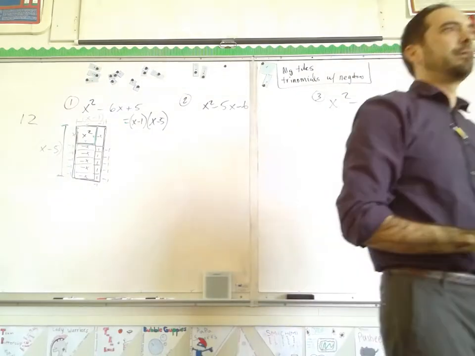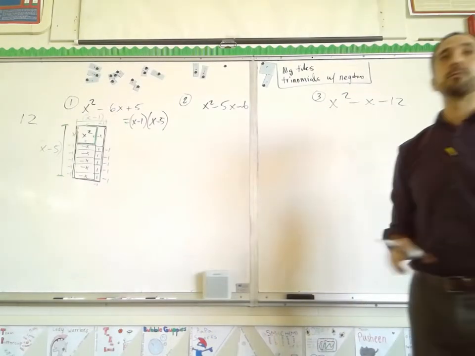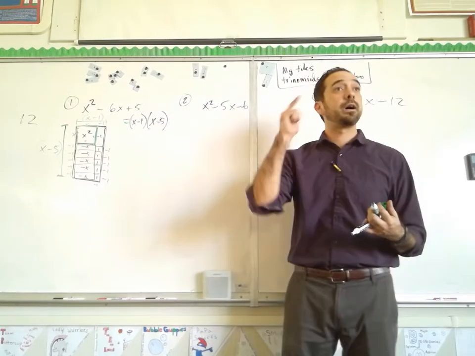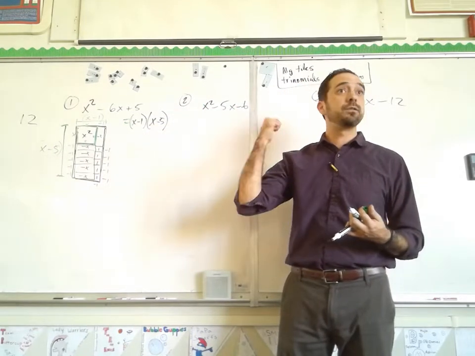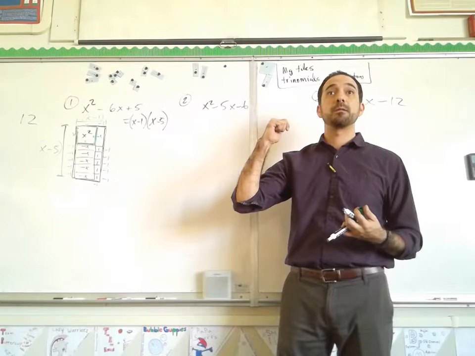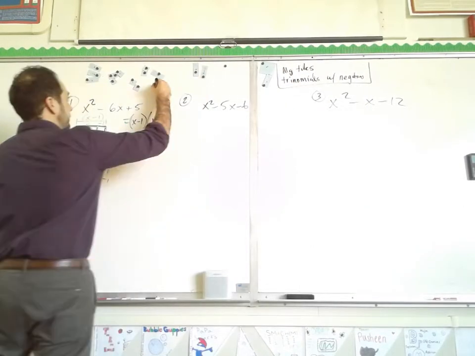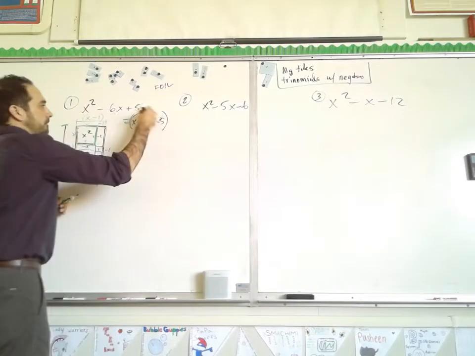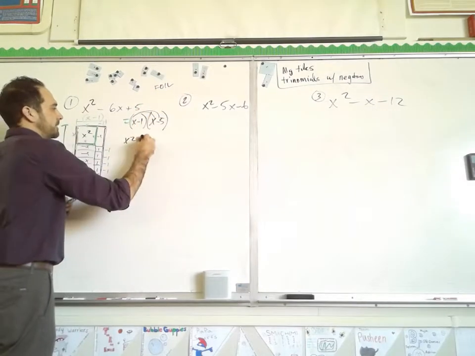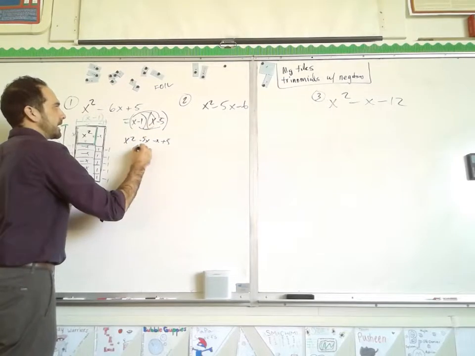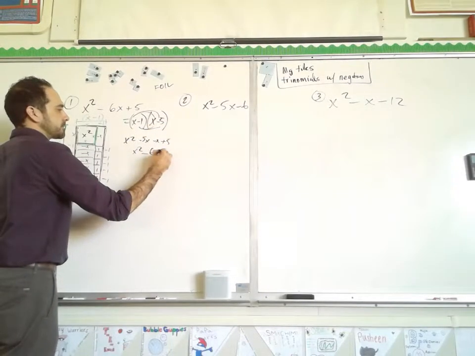The good thing is when you have these problems, when you get to the assessment, you can know 100% if you got it right. What do I do to find out if it's 100% right? Let's go and do FOIL to double check. First, x squared, outer minus 5x, inner minus x, last plus 5, x squared minus 6x plus 5. That matches. Yep, we got it right.